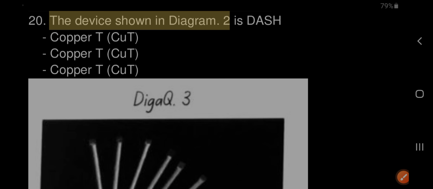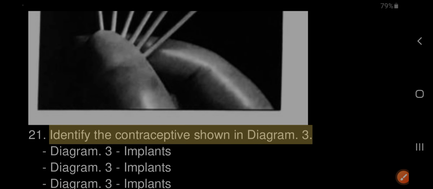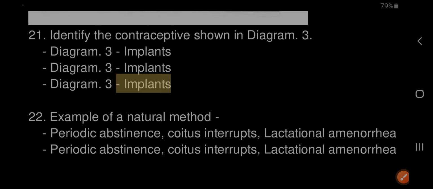20. The device shown in diagram 2 is copper T. 21. Identify the contraceptive shown in diagram 3. Implants.